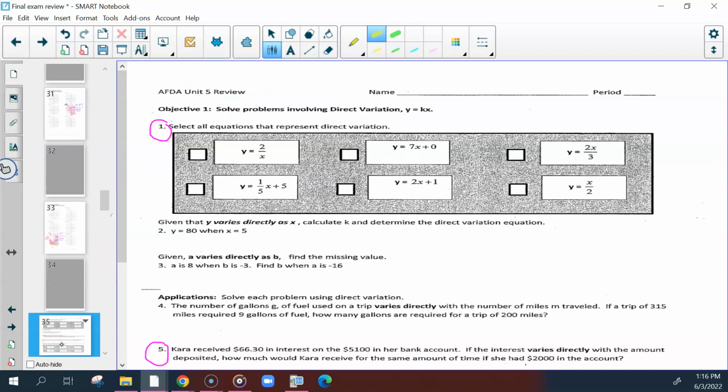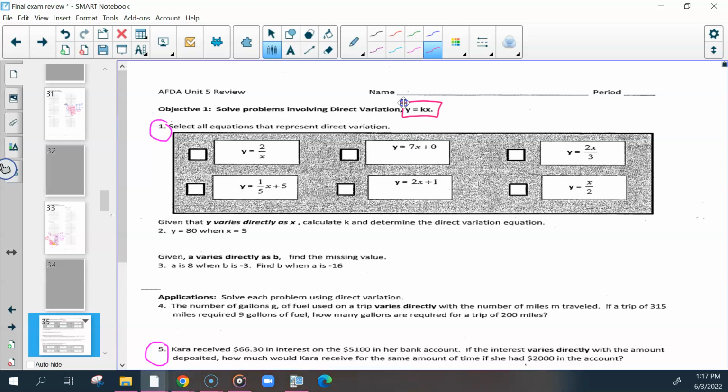The next page is your variations. So this first section is your direct variation. You have to remember a couple things about that. One, it should be in this format, y equals kx. That should be on your page already. So it's going to be some line that goes through 0, 0. For these, we're looking for which ones look like this format, y equals kx.